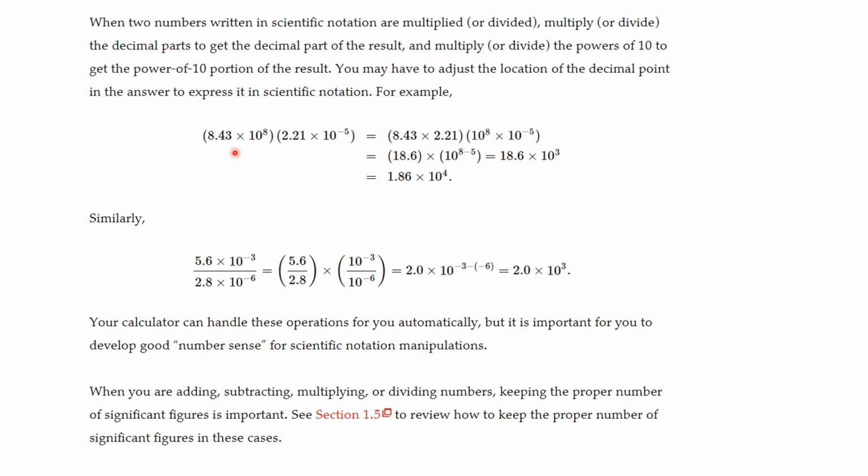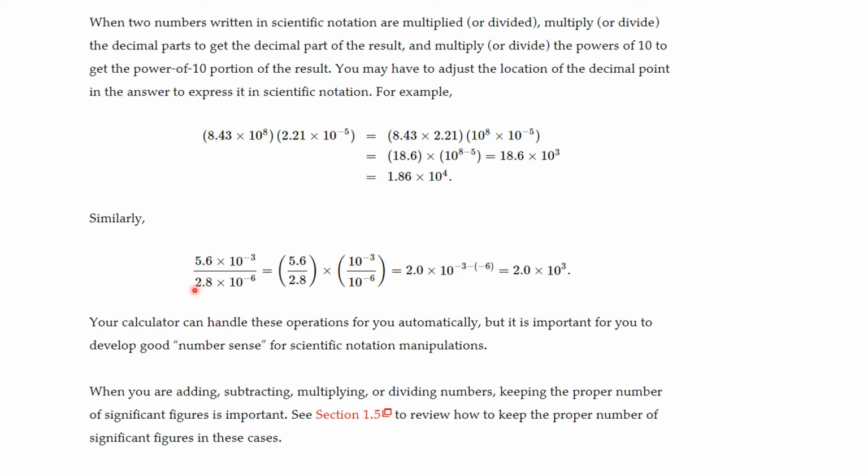When we do calculations in scientific notation, we have to use properties of exponents. So for example, suppose we're taking 8.43 times 10 to the 8th times 2.21 times 10 to the minus 5. Well, we can multiply the decimal numbers and get this, but then we can use the property of exponents on the powers of 10. So this is 10 to the 8th times 10 to the minus 5. We add those exponents, and the answer is 10 to the 3. So this is going to be 18.6 times 10 to the 3, or if I write this in pure scientific notation, this is 1.86 times 10 to the 4th.